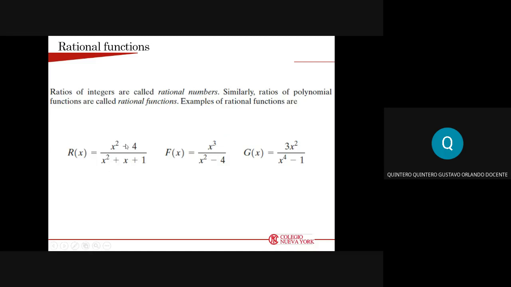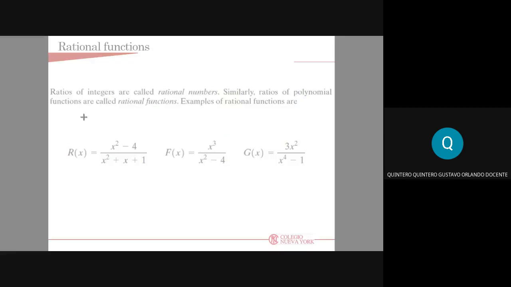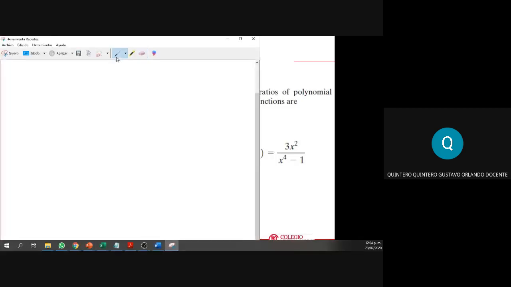By the way, do you guys remember what a ratio is? No? Okay, a ratio is a division. 2 over 3. That is a fraction. Let me write it here. So this is a ratio, 2 over 3, because we are dividing 2 by 3. Ratios are divisions.